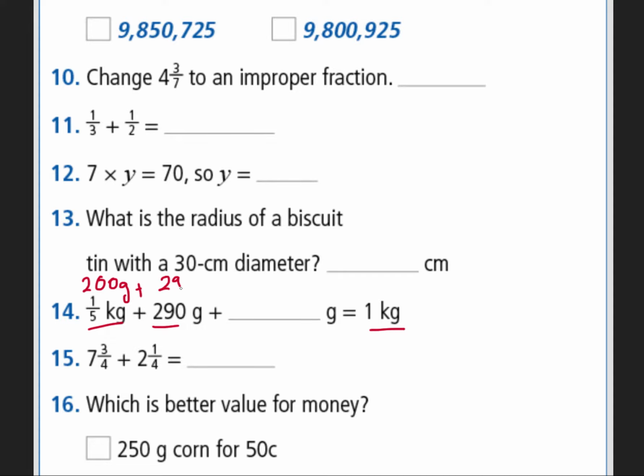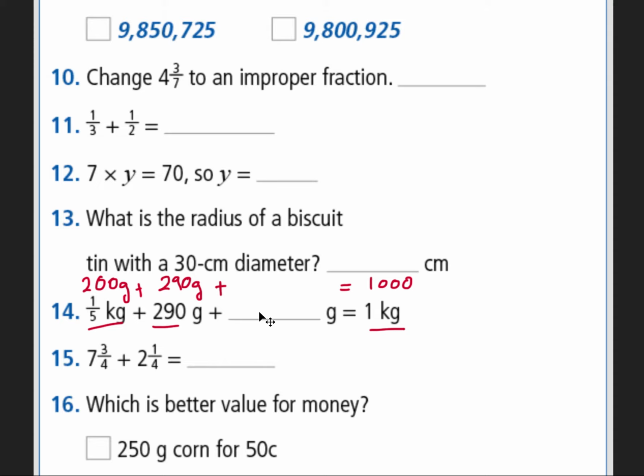Plus 290 grams plus whatever goes in here is equal to, and changing a kilogram to grams, we get 1,000 grams. So 200 plus 290 plus something is equal to 1,000. So if we add up the 200 and the 290, we get 490 grams in here. So what more do we need to get to 1,000? If we have 490, to get to 1,000 we're going to need another 510 grams. So the answer that's going to go in here is going to be 510 grams.